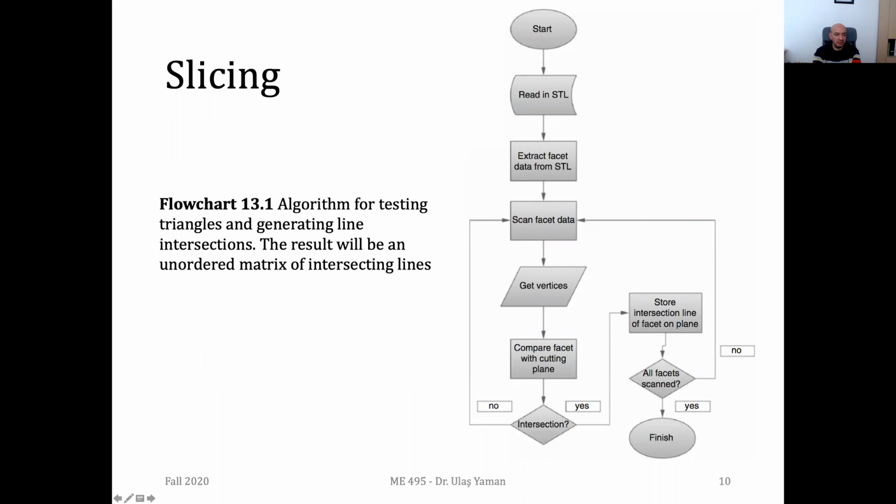Okay, this is the first one. If you remember, we discussed this one on Thursday. This is for testing all the triangles against the slicing plane, whether they have an intersection or not. So what are we doing? We simply read the STL file, get the facet information or triangle information from the STL file, and do some operations on all these triangles. We get the vertices of the triangles, and we check whether they have an intersection.